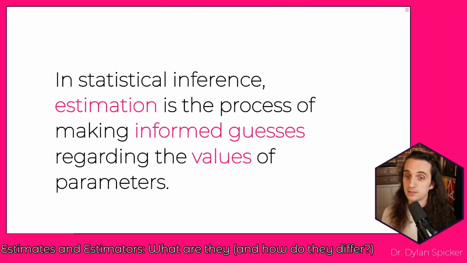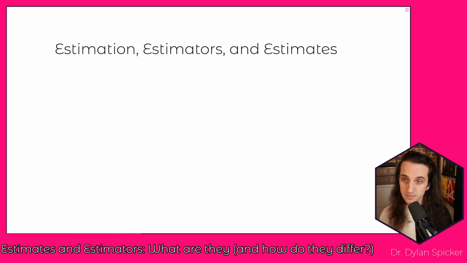So within statistical inference, estimation refers to the process of making an informed guess about the value of a parameter. And when we're talking about it being informed, we're talking about using information that we've been able to collect from a sample or from an experiment and so forth. And so if we take in those data and then use those to make a guess about the parameter value, then that is the process of estimation.